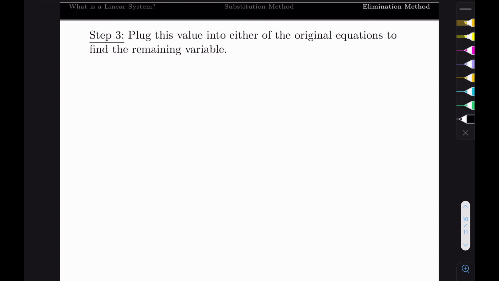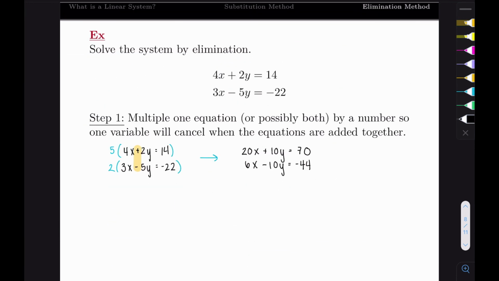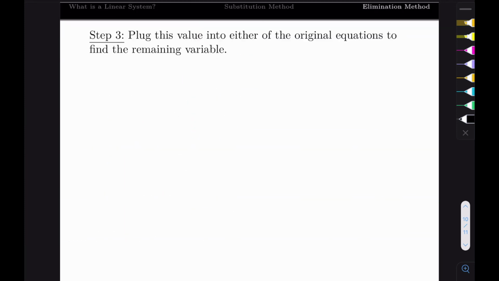Now I need to figure out the remaining one, so I can go back really to either of these equations, plug in that x needs to equal 1, and find my missing y value. So I'm going to go ahead and use the first equation we were given, 4x plus 2y equals 14, and we know that x has to equal 1.